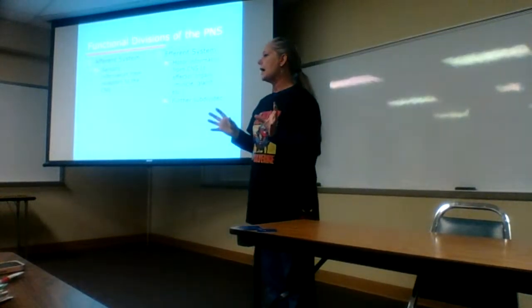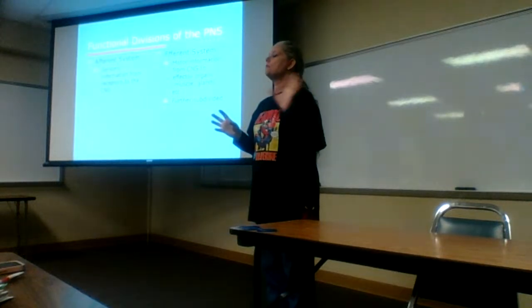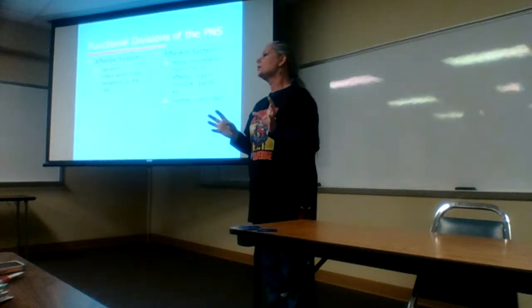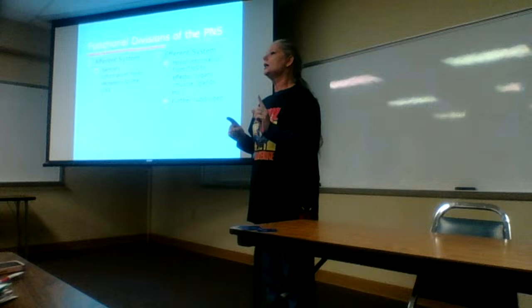Now, when we divide these up, again, some books will divide the afferent system into the visceral and the somatic. So the organ sensory versus the body sensory. Other books do not, because it's kind of difficult with that division, because some of the same neurons that pick up your body also pick up your organs. Again, this is why we have that referred pain that we talked about before.